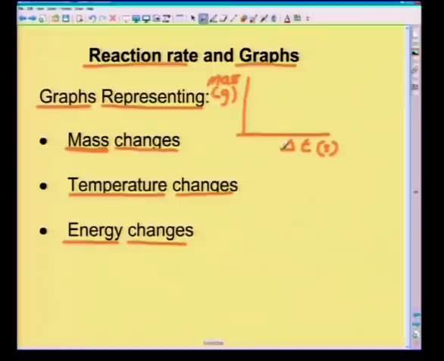So these are the graphs that we can use to represent what is happening in that process of chemical reaction. Either we can be looking at the graph that would tell us the change in mass over a period of time, or we can look at what happens with the temperature over a period of time, and we can also look at energy changes.